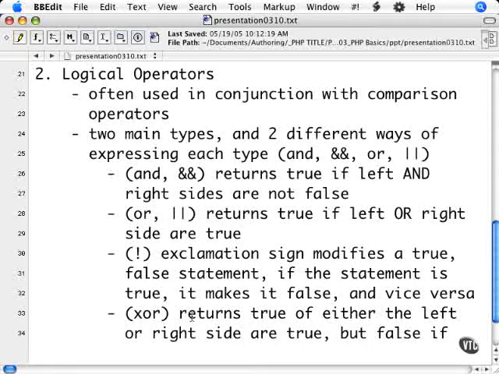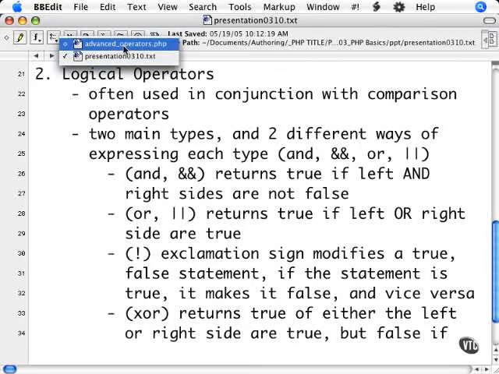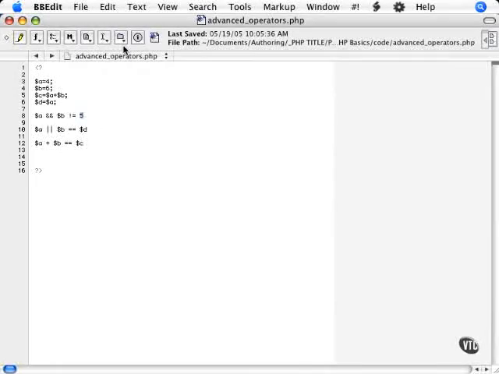The final logical operator is the XOR operator, represented with the letters XOR. This returns true if either the left or the right side are true, but not when both are true. So let's take a look at this script here. You can see how the logical operators are combined with the comparison operators to make a decision.